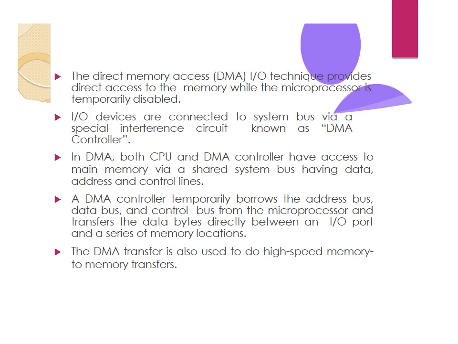Direct memory access is an IO technique that provides direct access to the memory while the microprocessor is temporarily disabled. The IO devices are connected to the system bus via a special interface circuit called a DMAC, that means the DMA controller. The DMA controller may have access to main memory via a shared system bus having data, address and control lines.